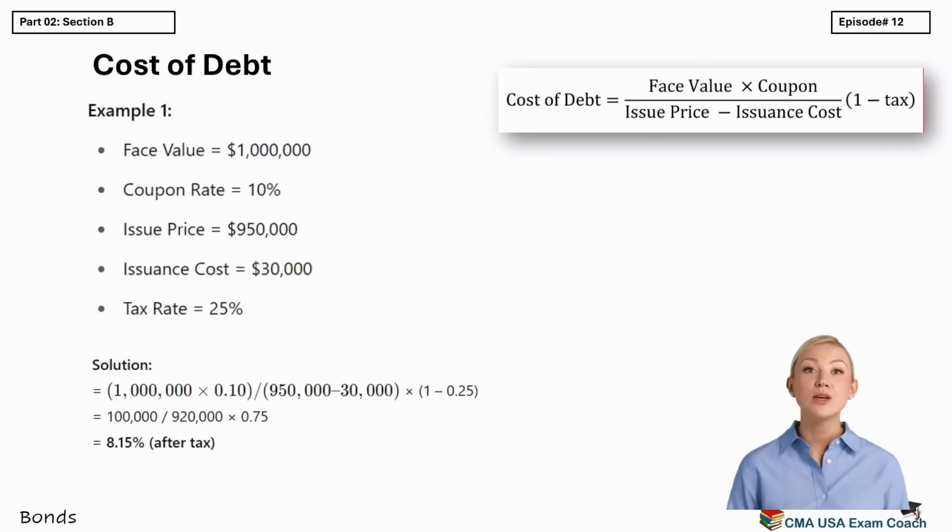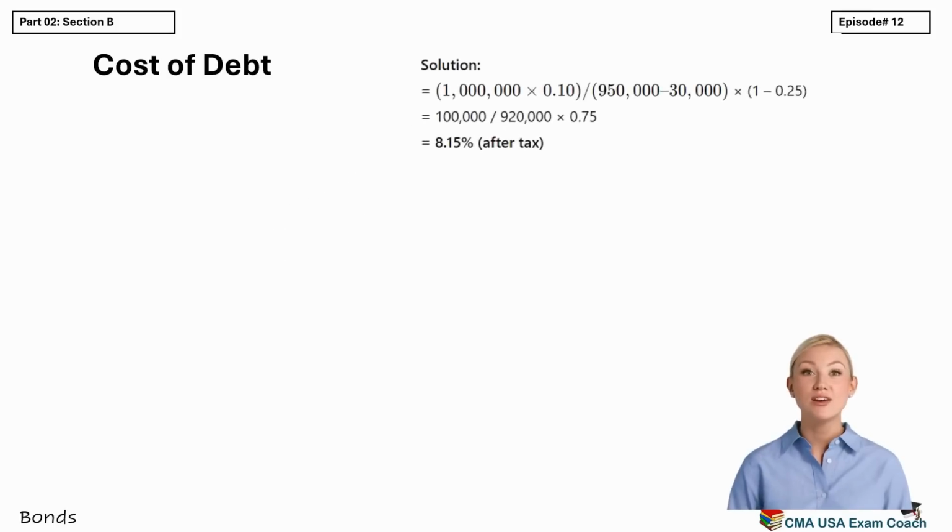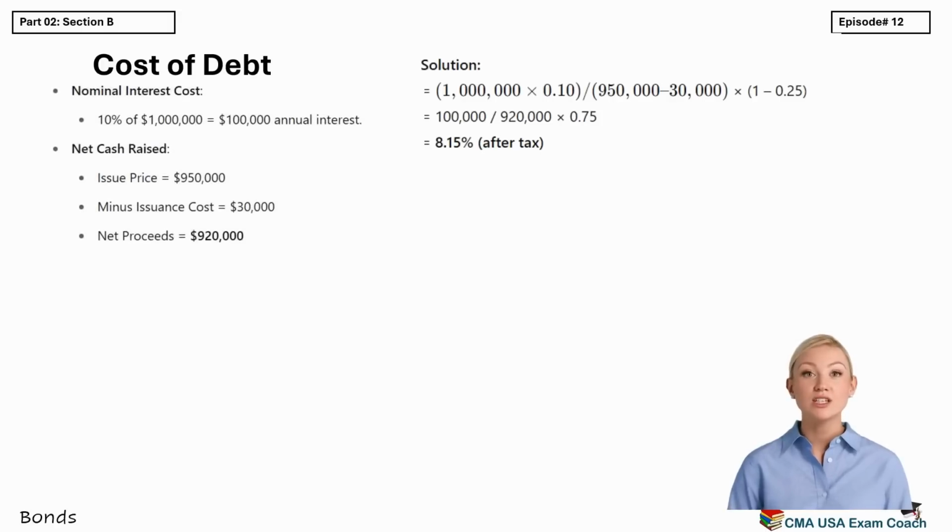Let's break down example 1 to understand what the numbers actually mean. The company is paying 10% interest on a face value of $1 million. So that's $100,000 in annual interest payments. However, they didn't actually receive the full $1 million. They raised only $950,000, and after deducting issuance costs of $30,000, the net proceeds were $920,000. So effectively, they're paying $100,000 interest on $920,000 of usable funds, which gives a pre-tax cost of debt of about 10.87%.